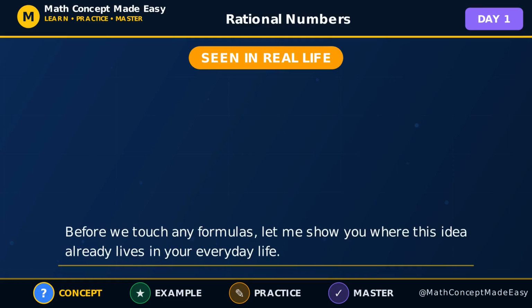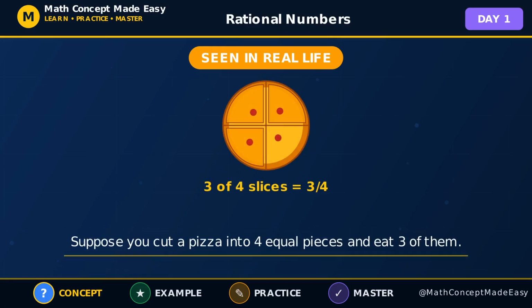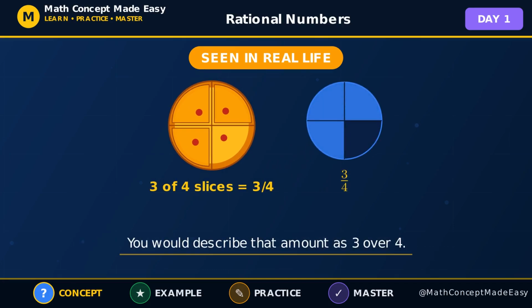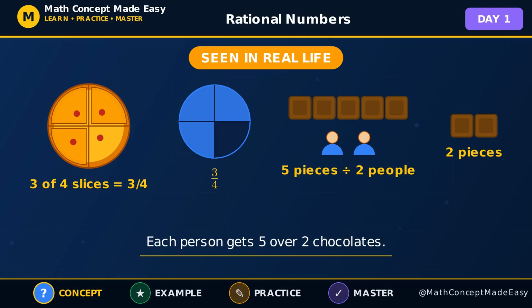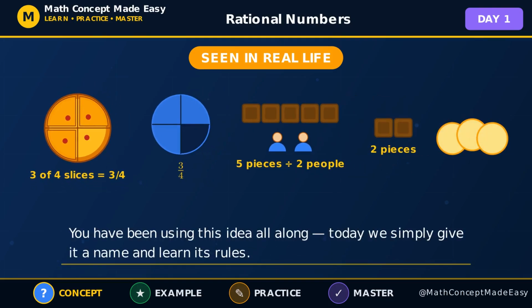Before we touch any formulas, let me show you where this idea already lives in your everyday life. Suppose you cut a pizza into 4 equal pieces and eat 3 of them. You would describe that amount as 3/4. Suppose you share 5 chocolates equally among 2 people. Each person gets 5/2 chocolates. You have been using this idea all along. Today we simply give it a name and learn its rules.